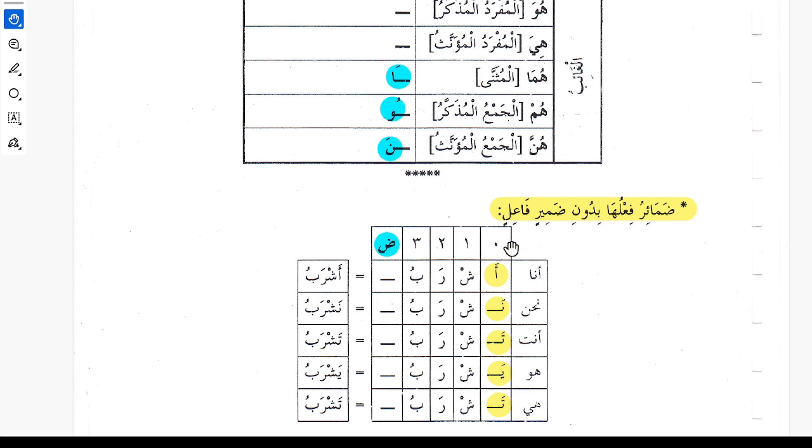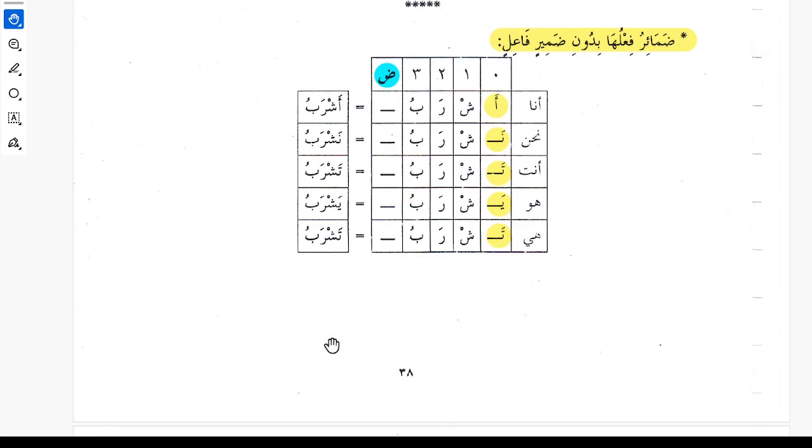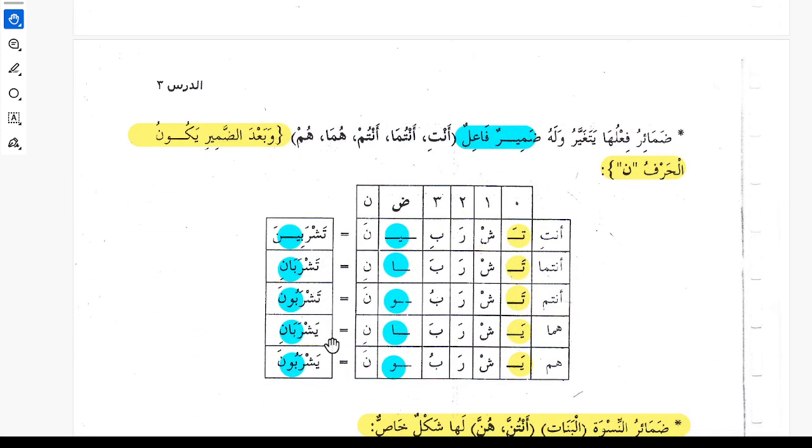So those have no damirul file, no pronoun for the file. This one I told you before that with these forms the ya changes to these letters. So ana ashrabu, I drink. Nahnu nashrabu, we drink. Anta tashrabu, masculine, you drink. Huwa yashrabu, he drinks. Hiya tashrabu, she drinks. So those forms, they don't have a visible pronoun.